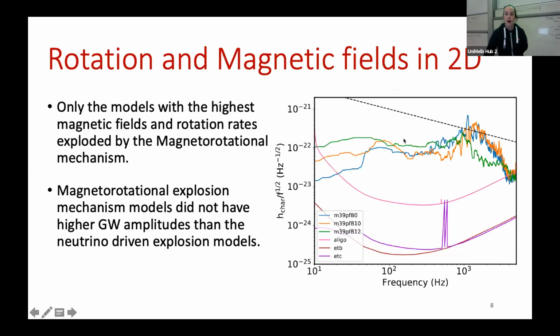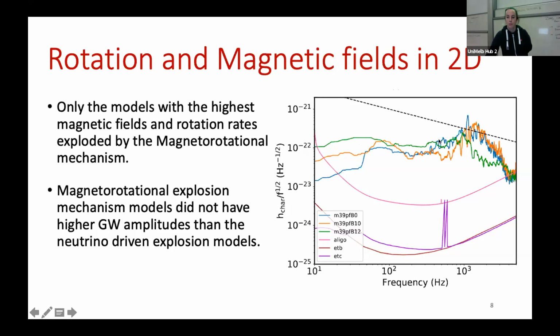So here we have the amplitude spectral density of the gravitational wave signals. This is the amplitude, and this is the frequency. And these colored lines here are the gravitational wave detectors. So it shows the frequency and the amplitude at which these detectors can detect gravitational waves.